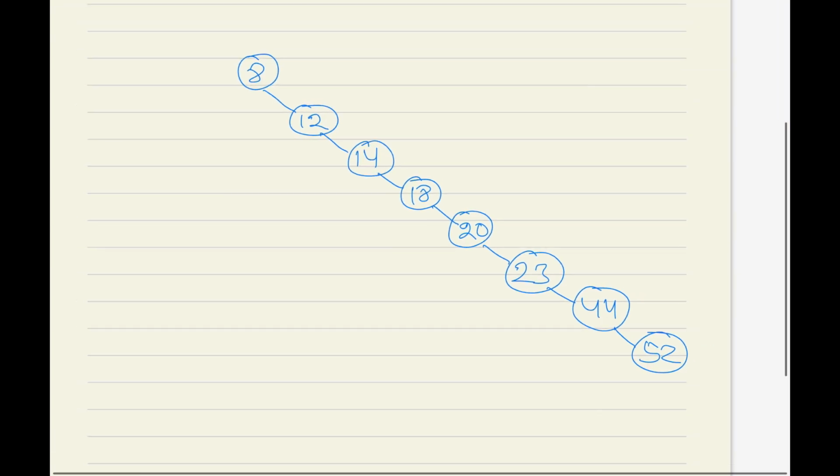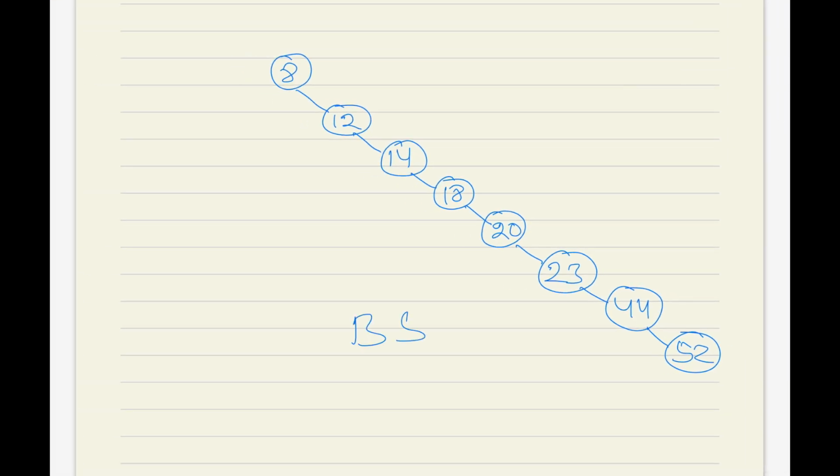Here you can observe this is a binary search tree, because the root node is 8 and the next node is 12, that is greater than 8. So, 12 lies in the right subtree of 8. Like this it continues. So, it is a binary search tree.